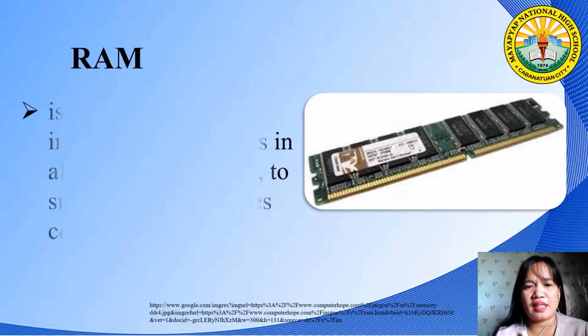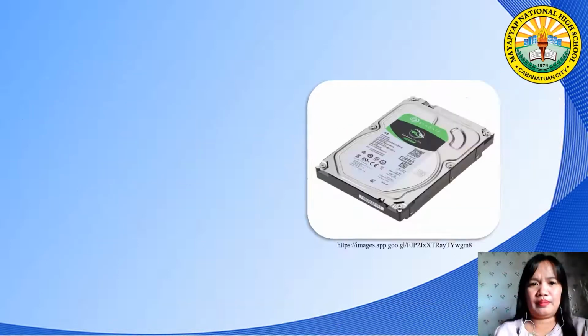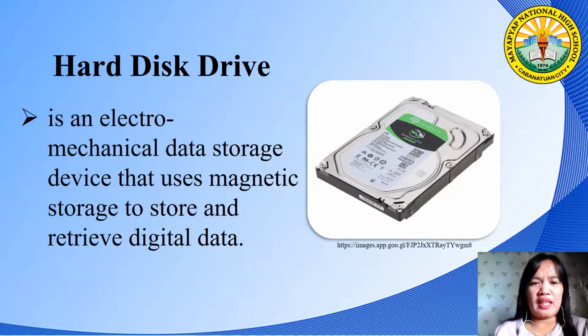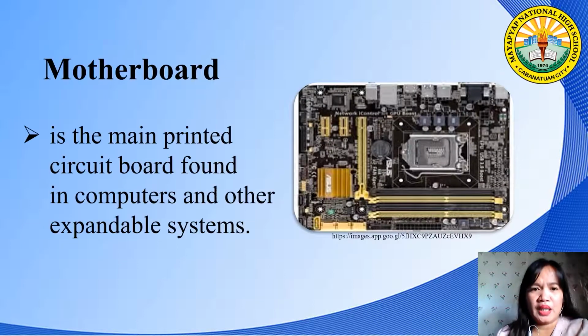This is RAM. It's one of the most important components in all devices, from PCs to smartphones to games console. This is hard disk drive. It's an electromechanical data storage device that uses magnetic storage to store and retrieve digital data. This is motherboard. It's the main printed circuit board found in computers and other expandable systems.